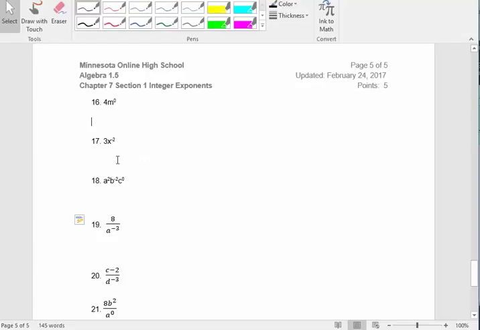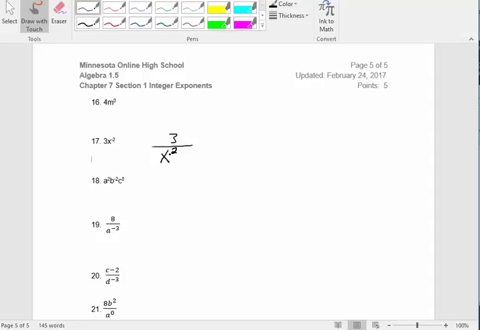So let's look at number 17. Number 17 says 3 times x to the negative 2. The 3 does not have an exponent on it. There is nothing wrong with the 3 that you would want to move that to the denominator. The 3 stays on top. X to the negative 2, however, we want to drop that down so that our exponent is now positive. And that's how you would leave your answer. So negative exponents tell you to move that variable down. It doesn't tell you to move everything down.